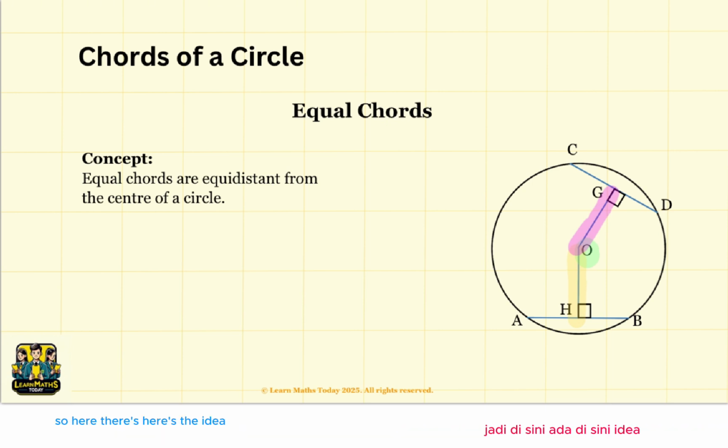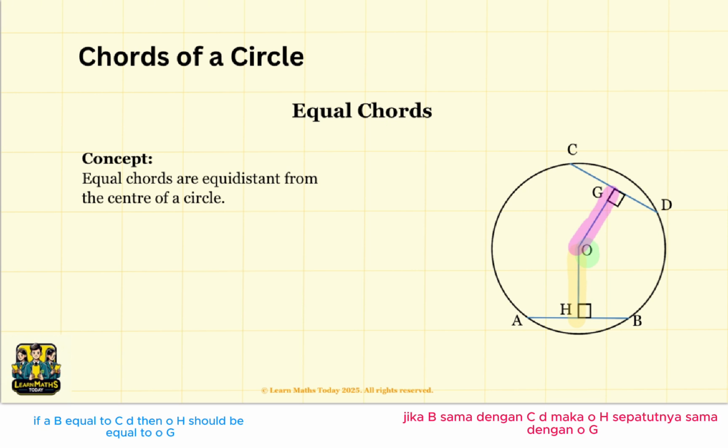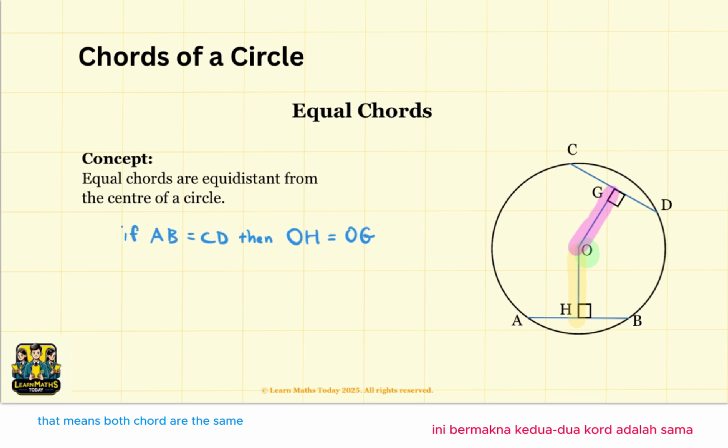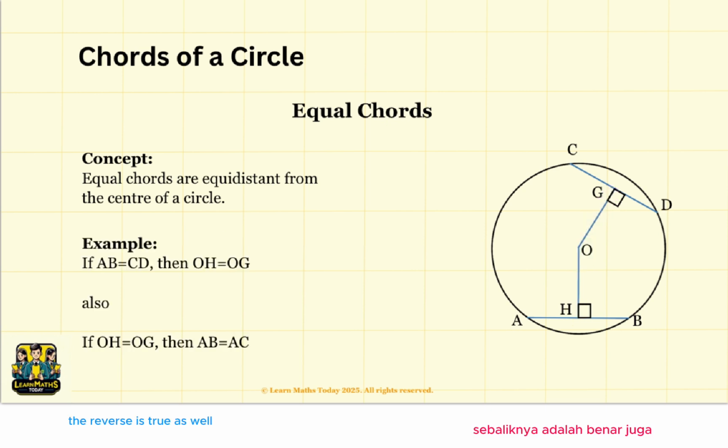So here's the idea. If AB equal to CD, then OH should be equal to OG. That means both chords are the same distance away from the center. The reverse is true as well. If OH equal to OG, then AB equal to CD. In other words, if two chords are the same distance away from the center, they must be the same length.